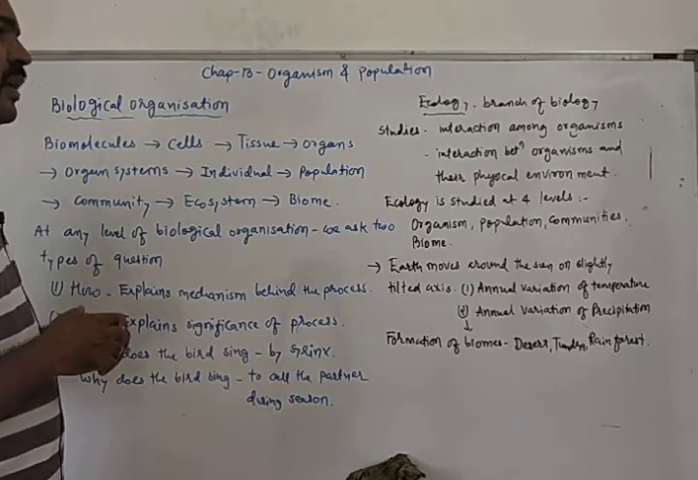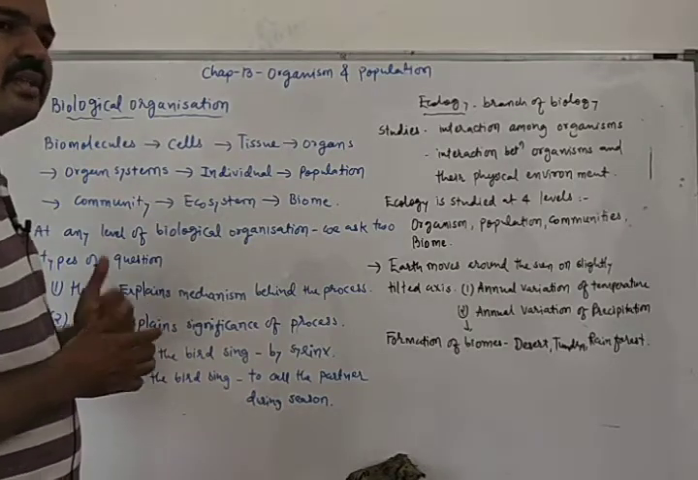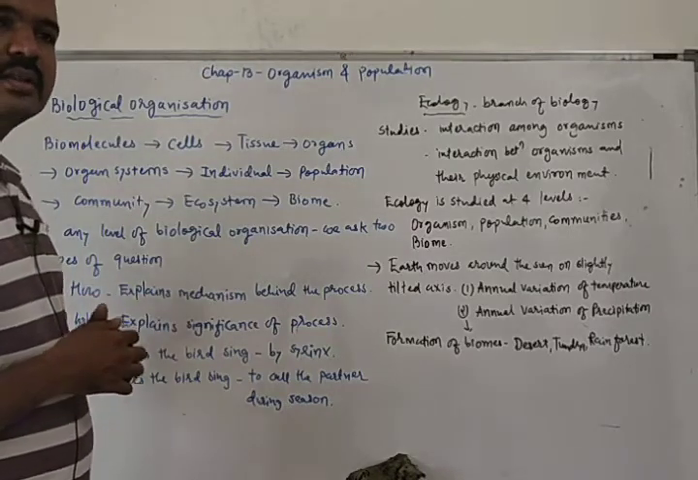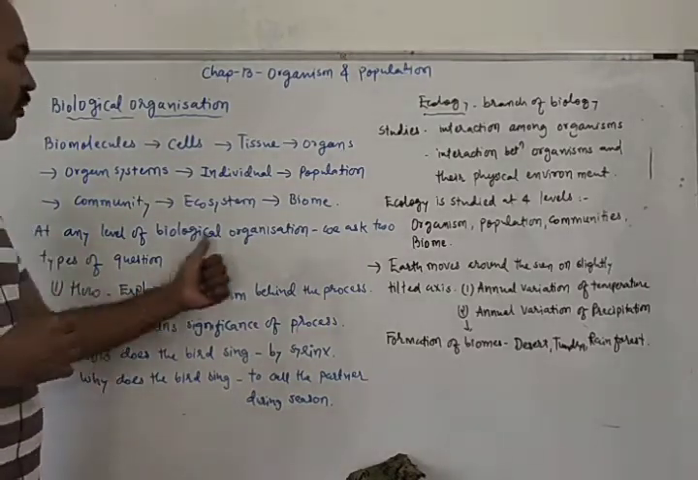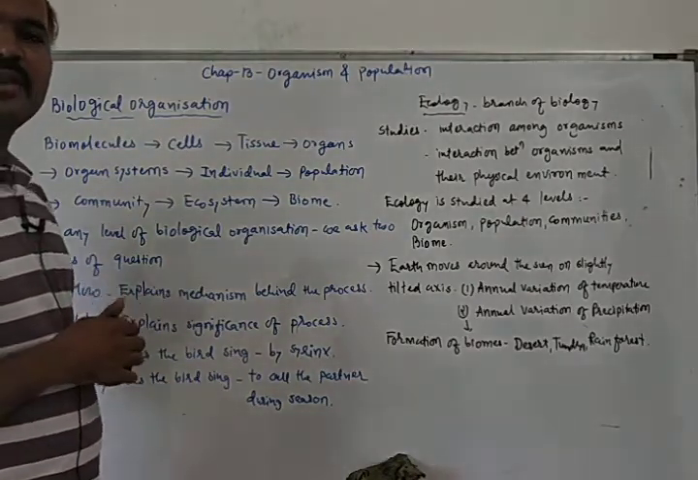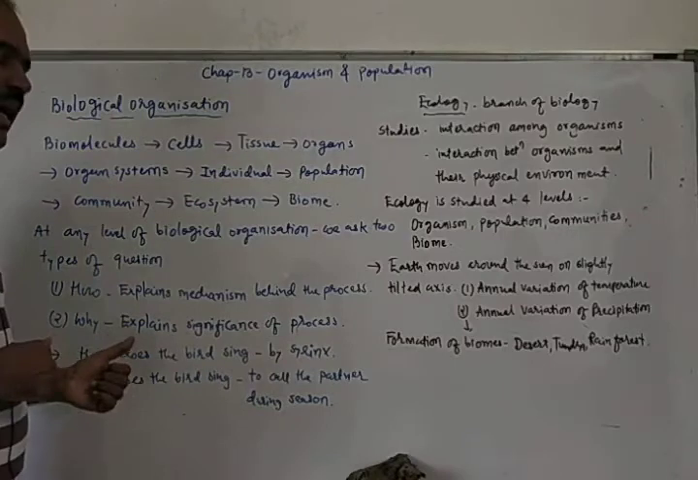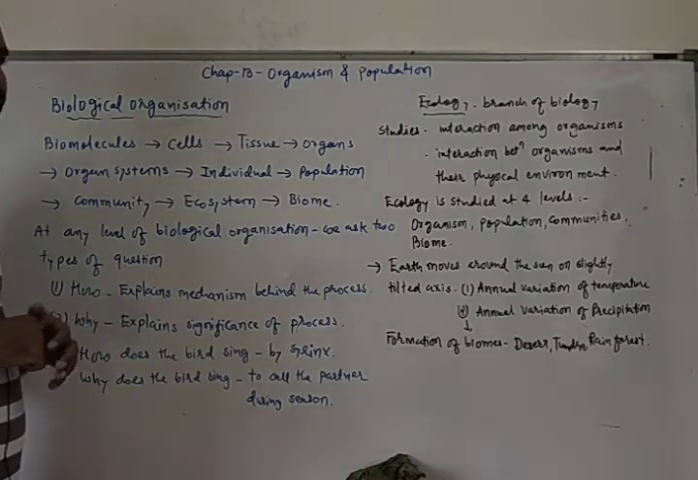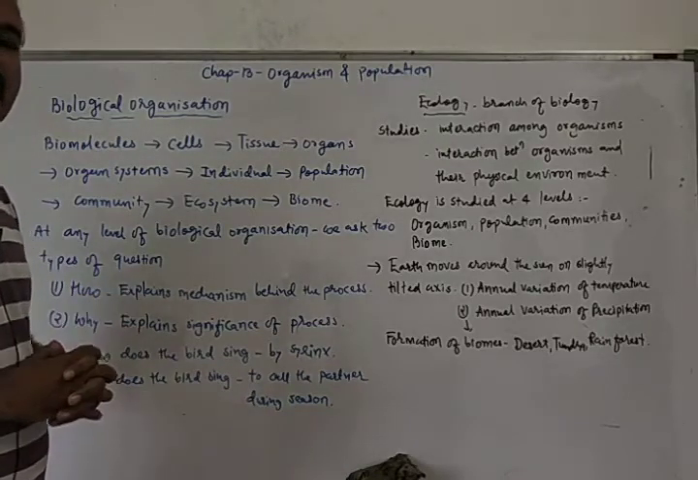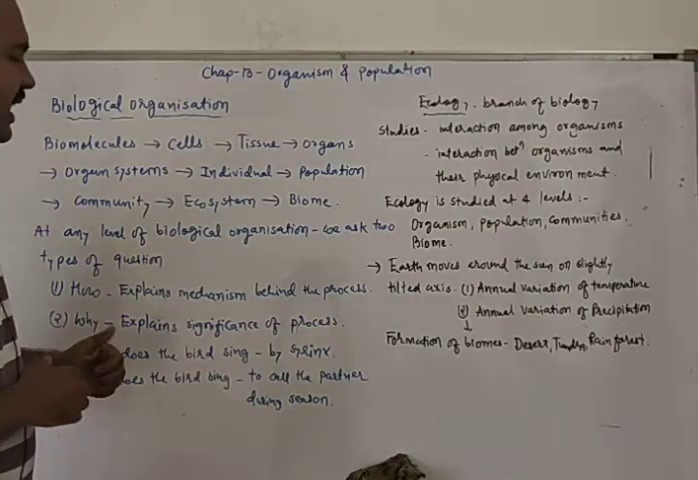Now, if we want to learn any process in this biological organization, then we have to ask certain questions. At any level of biological organization, we may ask two types of questions. Those questions are how type of question and why type of question.